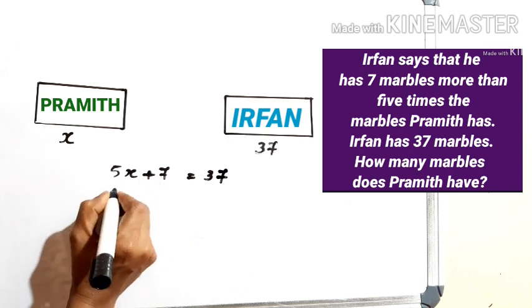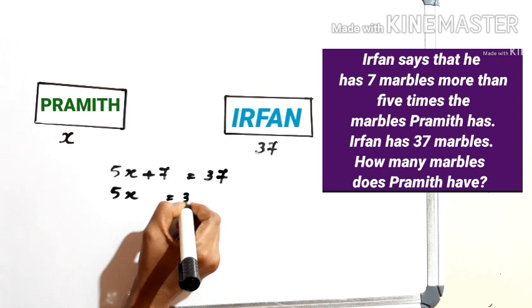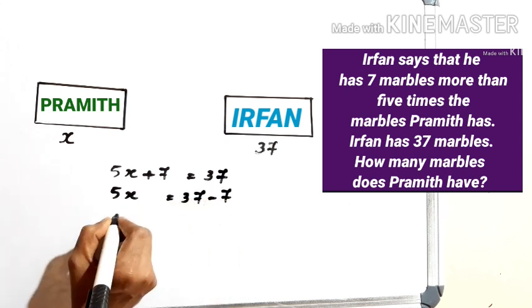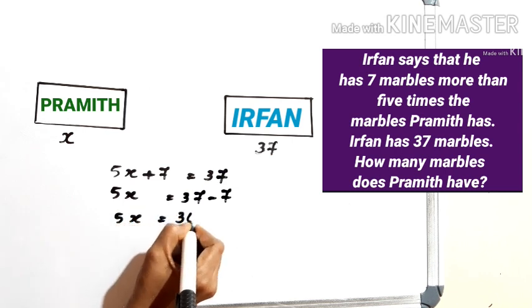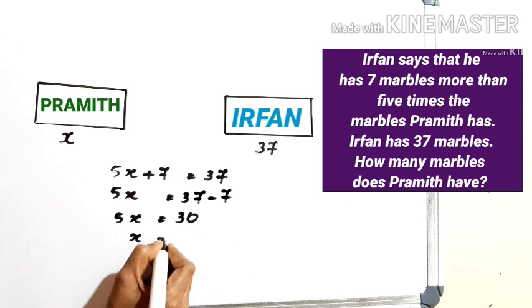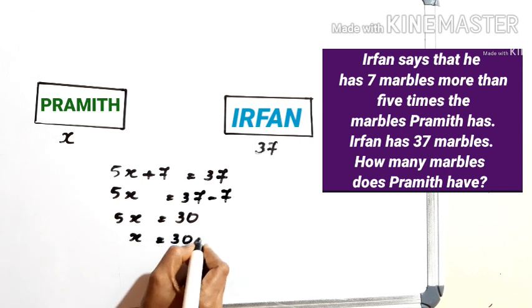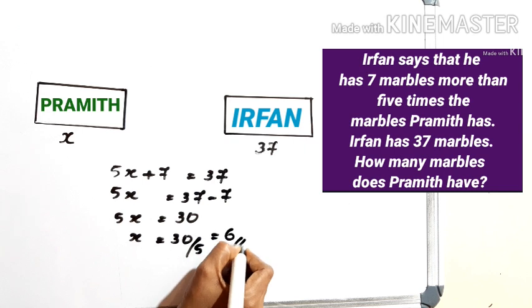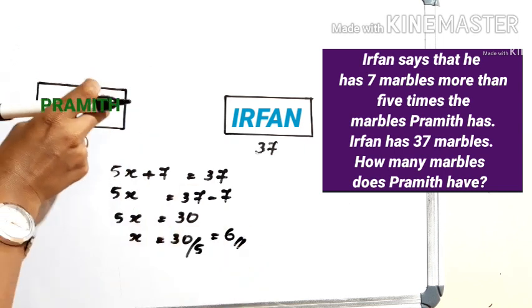Yes. 5x equals 37 minus 7. 5x equals 30. x equals how much? Yes. x equals 30 by 5 equals 6. Here x represents the number of marbles Pramit has.